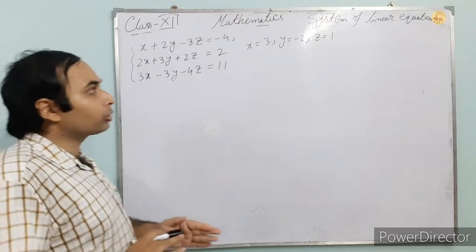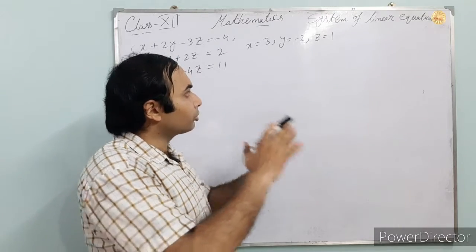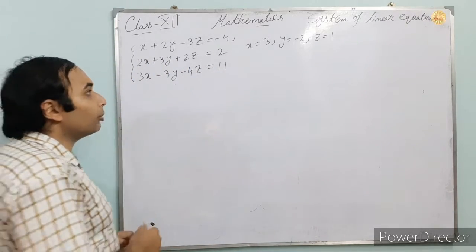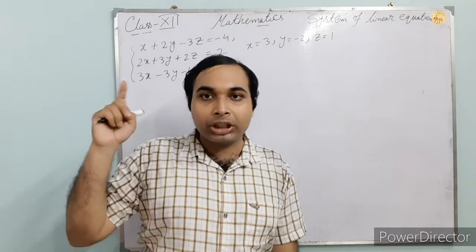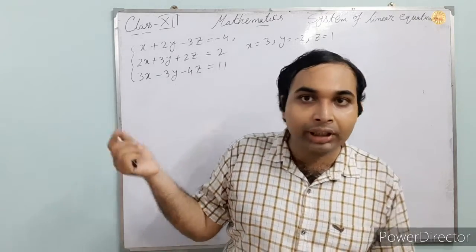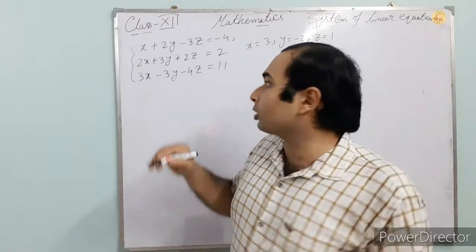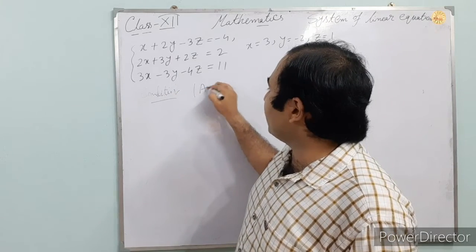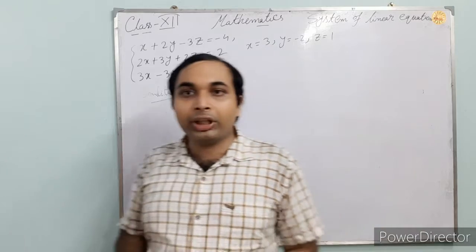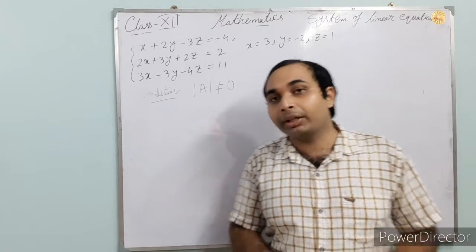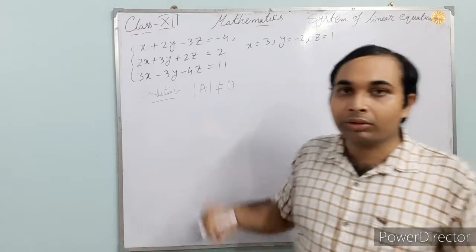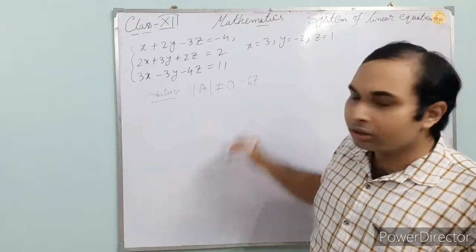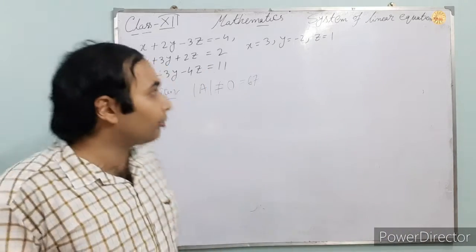Let us go directly to the calculation, and while doing the calculation I will say what the method actually is. First of all, for Cramer's rule also you have to see whether the determinant is zero or not. There is one condition: det A must be not equal to 0. If det A equals 0, then Cramer's rule cannot be applied. Why, I will tell you while doing the calculation. So det A not equal to 0. Here also we have got det A equals 67, so it is not equal to 0. Let us apply Cramer's rule now.